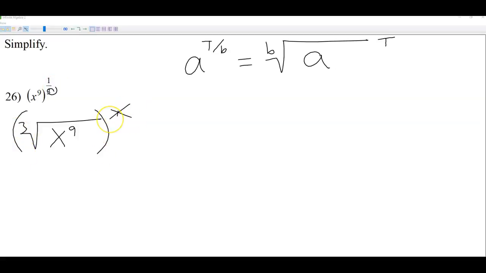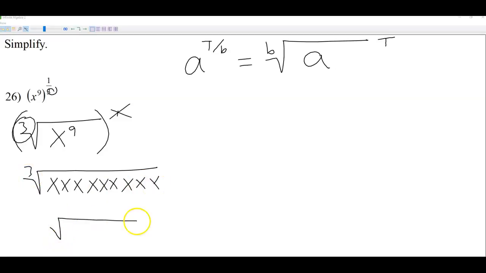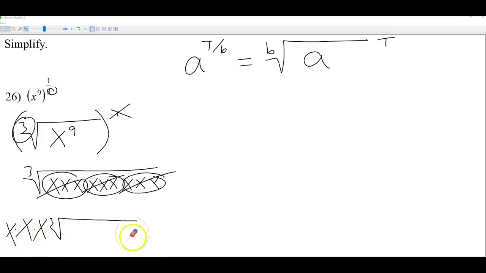Now, I don't really need to write a 1 if it's a 1. If it was a 2, you would want it there, but in the case of a 1, it doesn't really matter. So I'm looking for groups of 3 that are the same, and I have 9 x's in there being multiplied together. And for every group of 3, I can take an x out. So here's a group of 3, so I can take an x out. Here's another group of 3, so I could take another x out. And here's another group of 3, so I could take another x out. Now you'll notice that there's nothing left inside the radical, and when that happens, you can just get rid of the radical. And so my answer is x times x times x, which is x to the third.